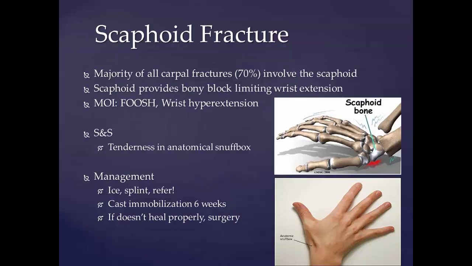Scaphoid fractures usually cause pain and sensitivity to palpation in the anatomical snuff box at the base of the thumb, accompanied by swelling in the same area. Treatment depends on the location of the fracture. Fractures of the scaphoid can occur with either a direct axial compression or with hyperextension of the wrist, such as a fall on the palm of an outstretched hand or FOOSH.